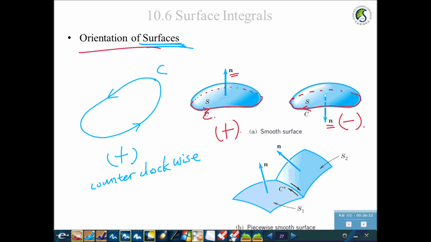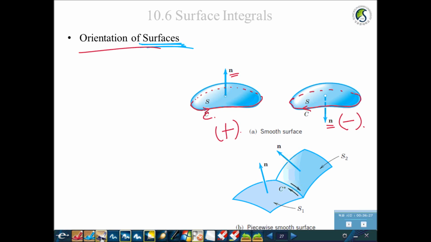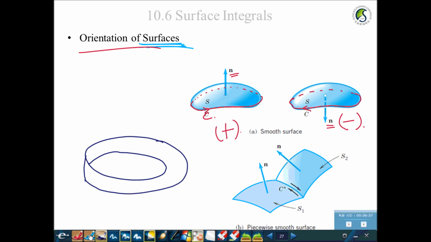But you have to remember that not all surfaces have positive or negative orientation. You have the Möbius strip. You start from one point, and then you go back to that point. That's a Möbius strip, and this one has no sign, no positiveness, no negativeness, because you cannot separate the continuity.